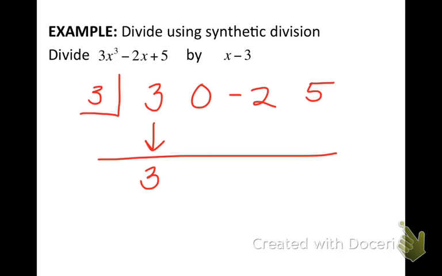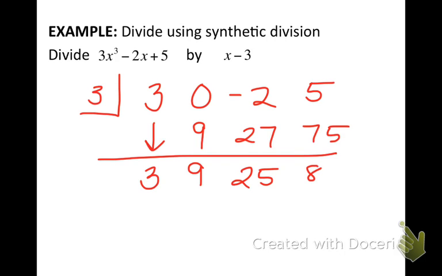Now let's do some multiplying and adding. So 3 times 3 is 9. 0 plus 9 is 9. 3 times 9 is 27. -2 plus 27 is 25. 3 times 25 is 75. 75 plus 5 is 80.